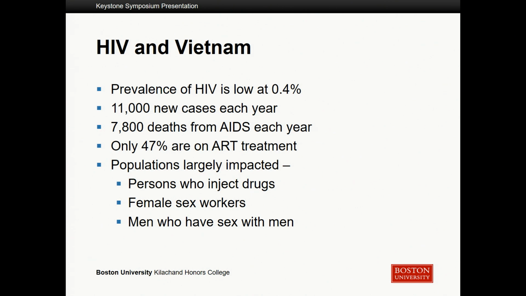So a little bit of context: HIV in Vietnam, the prevalence is actually really low, at 0.4%, but they do have a lot of new cases, over 10,000 each year. And over 7,000 people die from AIDS each year because, unfortunately, less than 50% of the population is on treatment. The populations largely impacted by HIV are persons who inject drugs, female sex workers, and men who have sex with men. This is pretty common in the United States as well, with these sorts of populations at risk for HIV transmission.